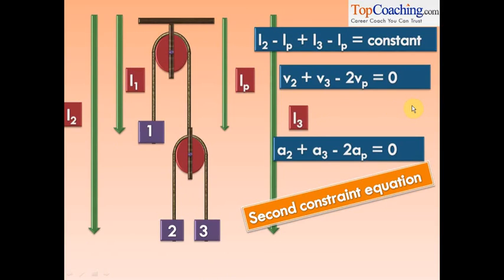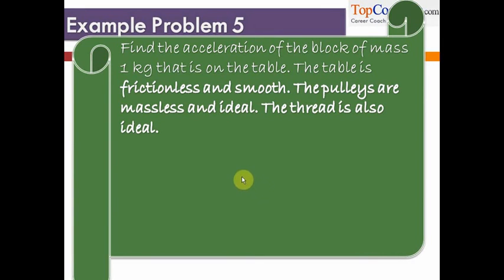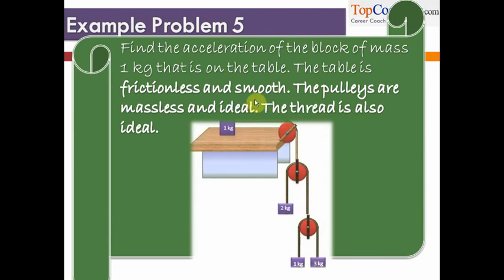All this might seem complicated at first glance, so let's solve a problem to get our concepts clear. Find the acceleration of the block of mass 1 kg that is on the table. The table is frictionless and smooth. The pulleys are massless and ideal. The thread is also ideal.